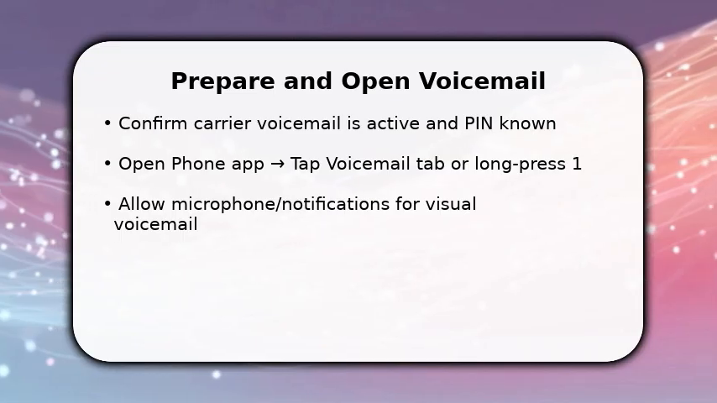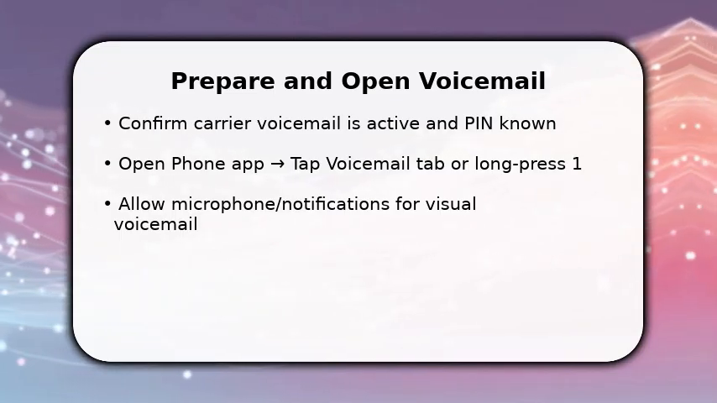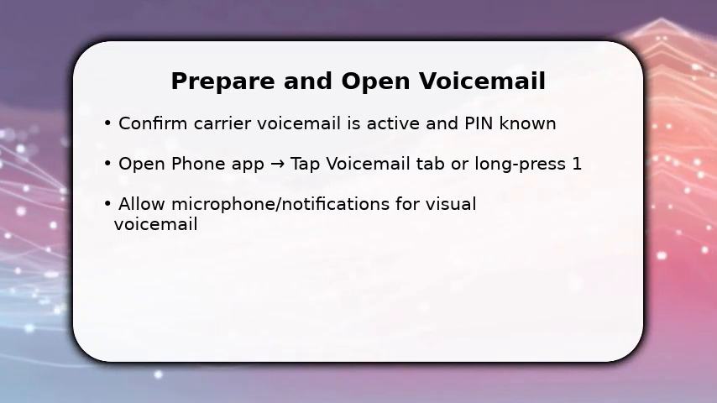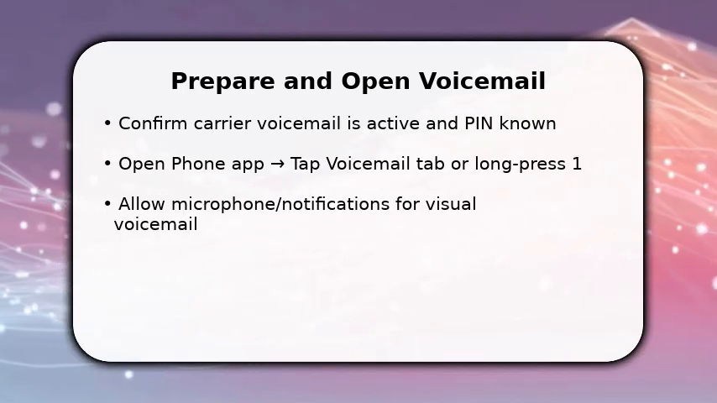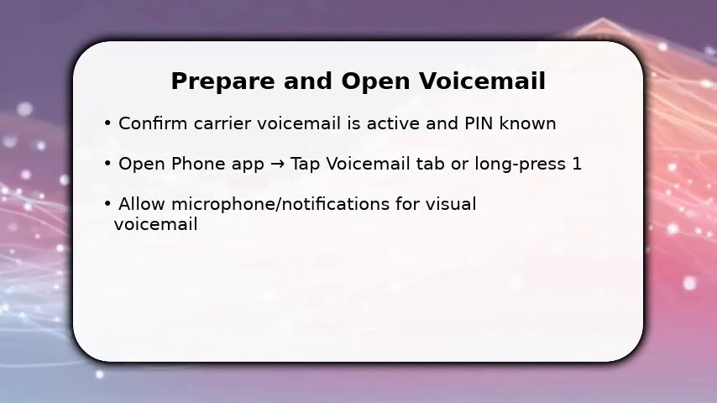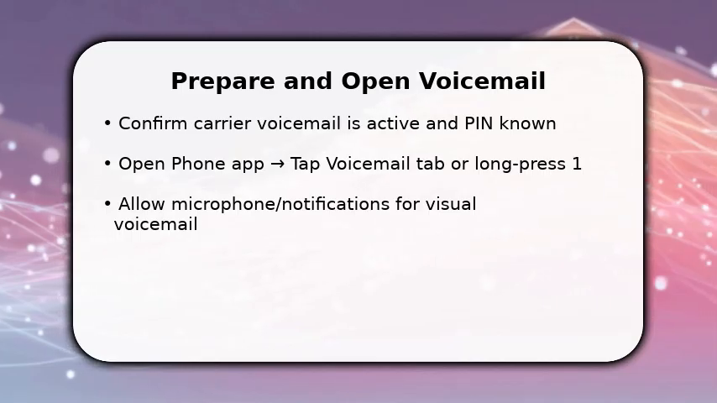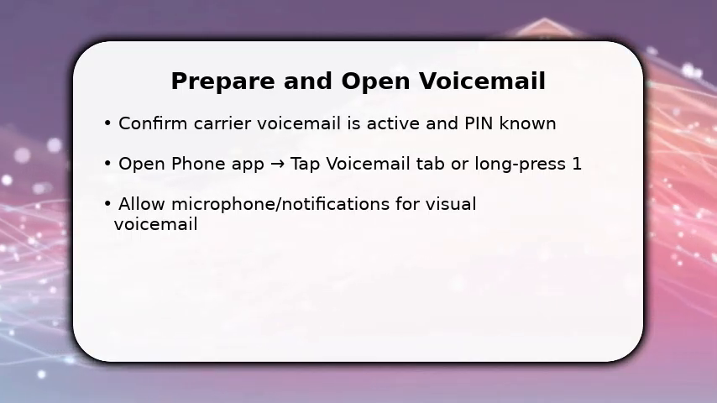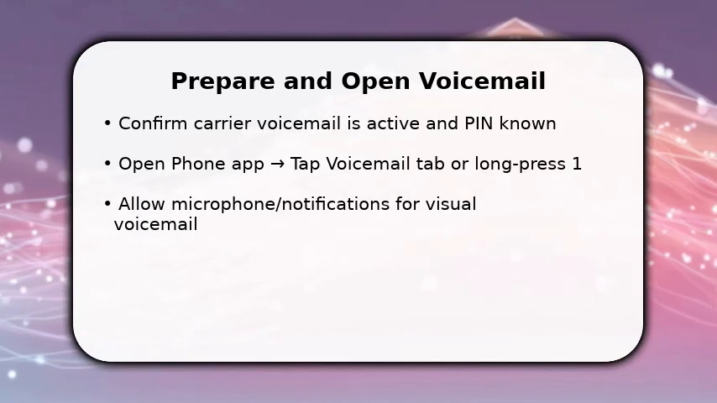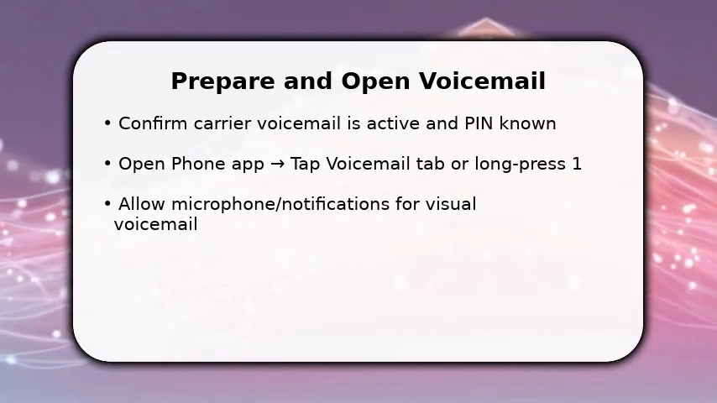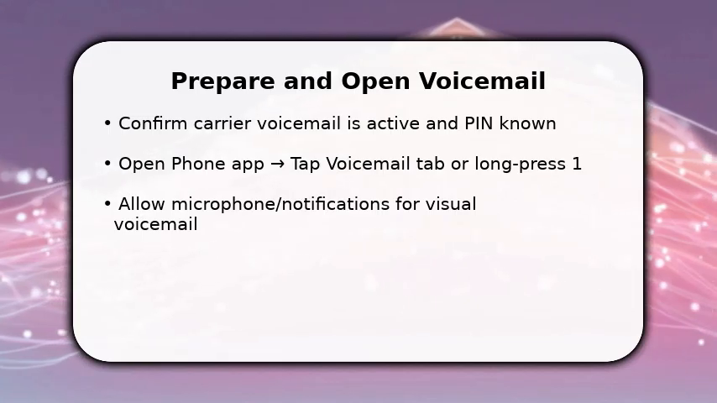This avoids delays. Once done, open the phone app and tap the voicemail tab or long press 1 to dial the voicemail service. Make sure your device has cellular signal. Visual voicemail needs data or network access. If prompted, grant microphone and notification permissions so messages can be recorded and you get alerts.